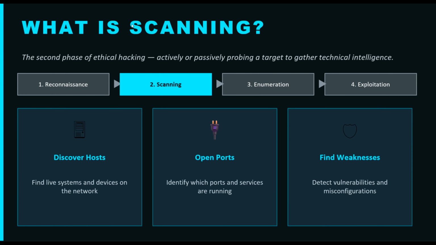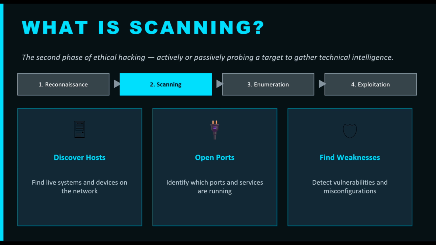Now let's discuss what scanning is. Scanning is the second step of ethical hacking, where we actively or passively scan the network or a target, in which we gather technical intelligence information like host discovery, open ports, and finding the weaknesses in the system. We also find the versions and services which are running on that target.